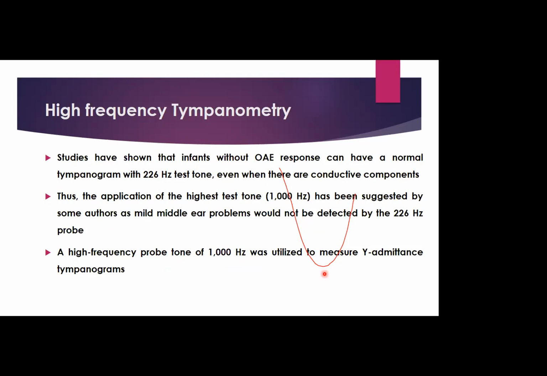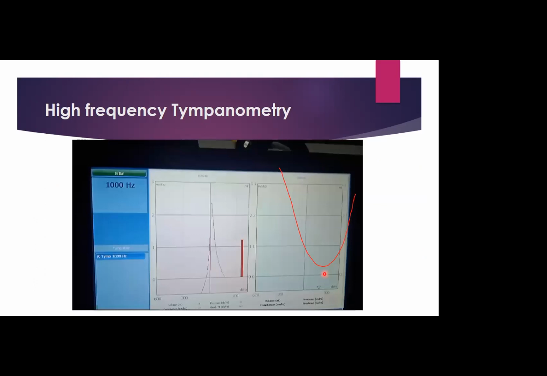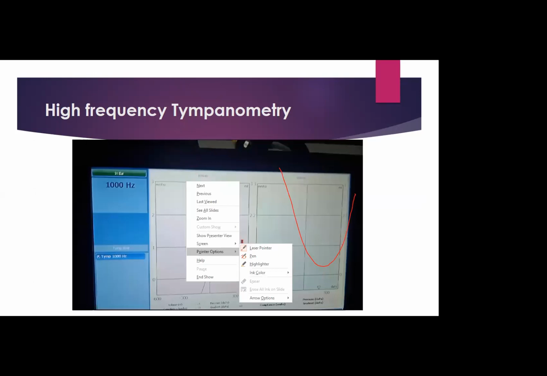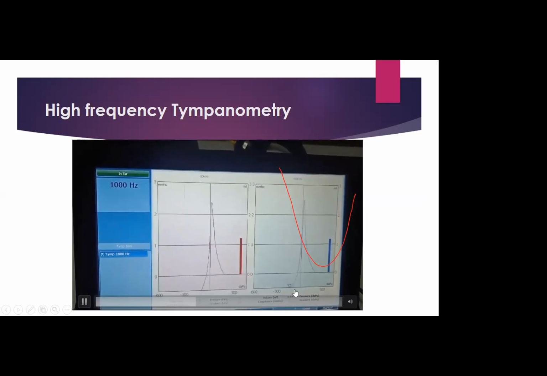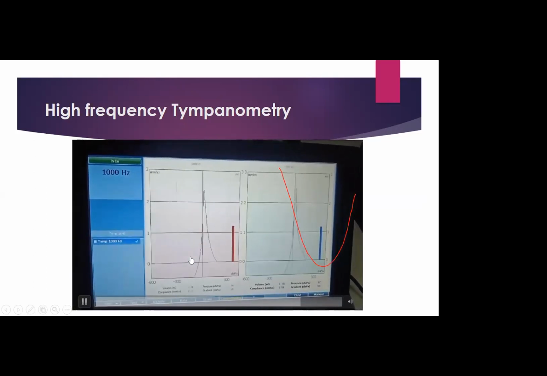In cases where in small children acoustic emissions are absent, the tympanogram with 226 hertz is normal, but still conductive components are prevailing. So for these, if a 1000 hertz probe tone is used, then it is utilized to measure the admittance tympanograms, such as in this particular slide, where we can see the 1000 hertz probe tone is yielding a specific type of tympanogram.